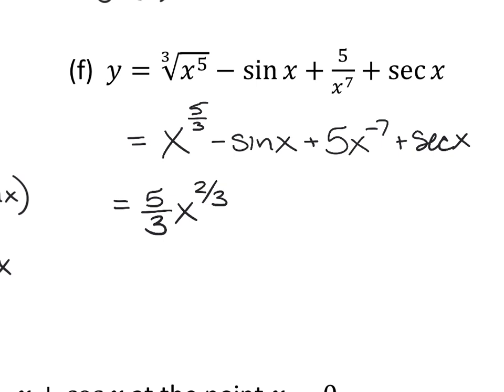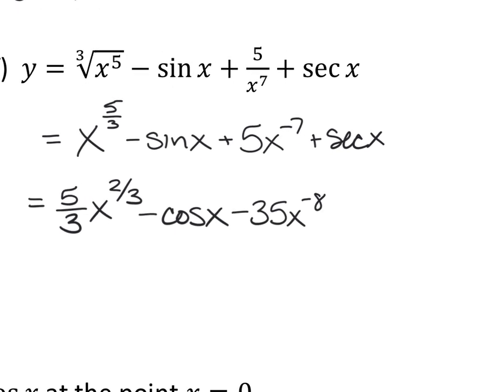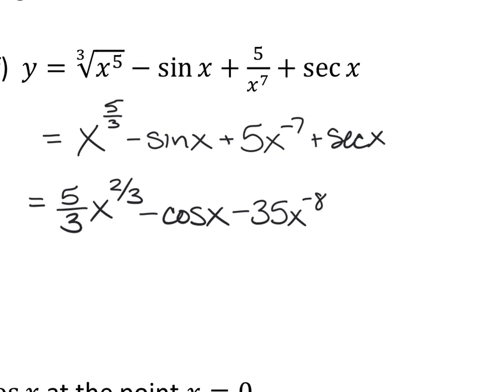What's the derivative of negative sine? Negative cosine. The derivative of 5x to the -7 would be -35x to the -8. And then what is the derivative of secant x? Secant tangent, or tangent secant. That order doesn't particularly matter because it's multiplication. It can go in any order.